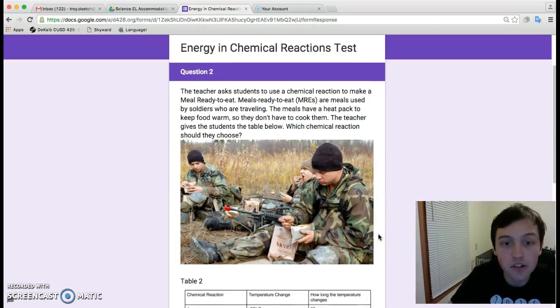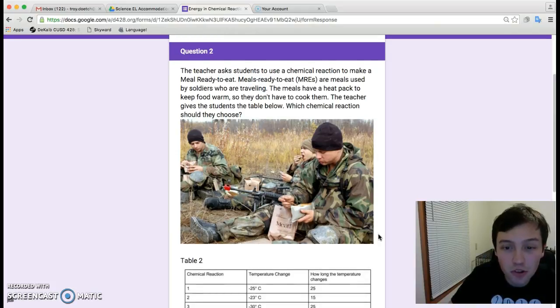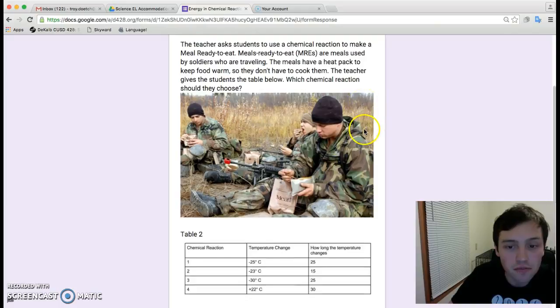Then it says, question 2. The teacher asks students to use a chemical reaction to make a meal ready to eat. Meals ready to eat are meals used by soldiers who are traveling. So you see soldiers traveling and they've got these meals. The meals have a heat pack to keep food warm, so they don't have to cook them. The teacher gives the students the table below. Which chemical reaction should they choose?